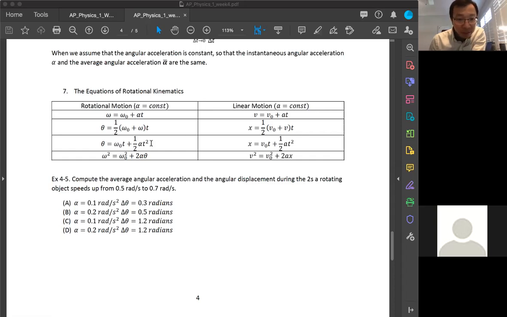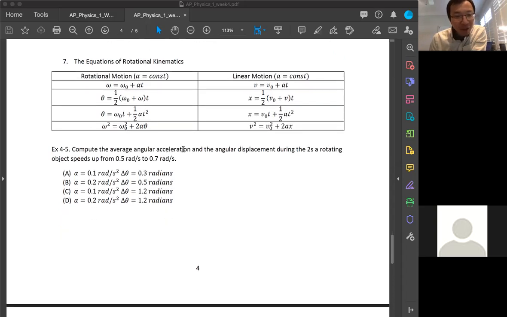You can see it's totally the same, just replaced by new symbols. But t is the same. You cannot change t. Time is unique in the universe. It has to be kept the same.